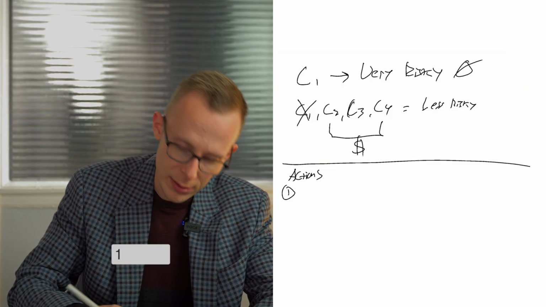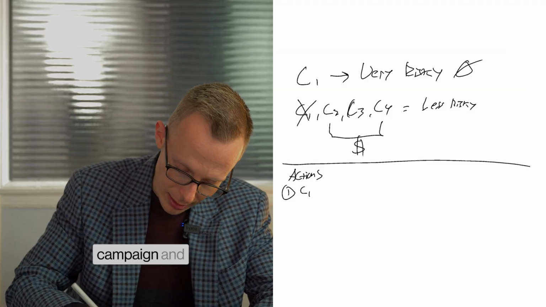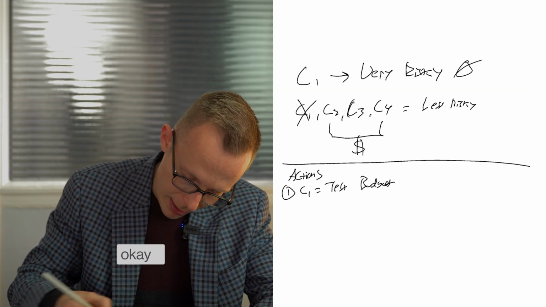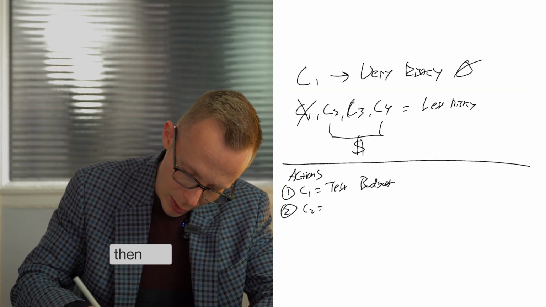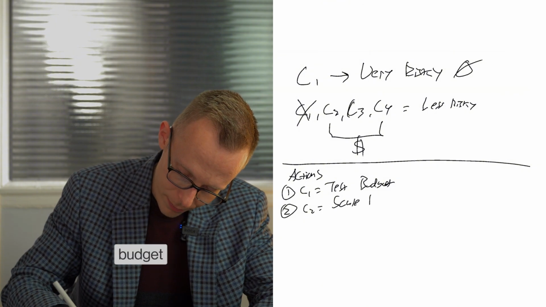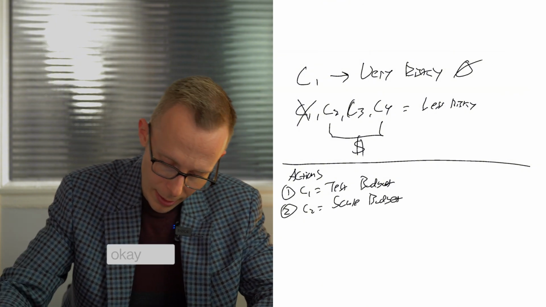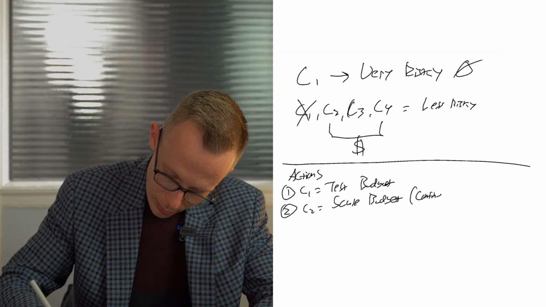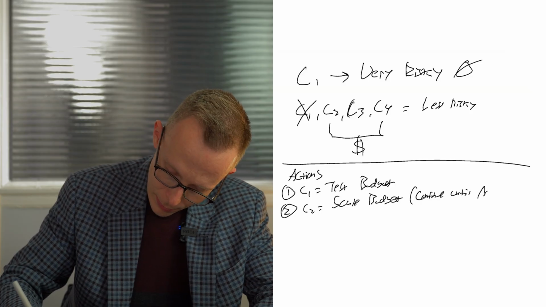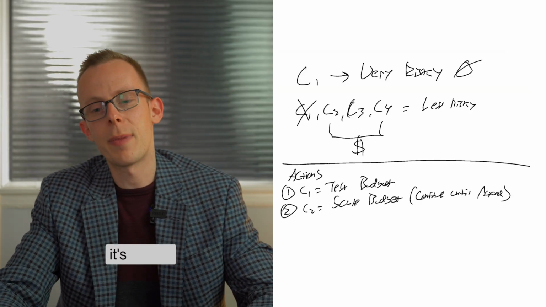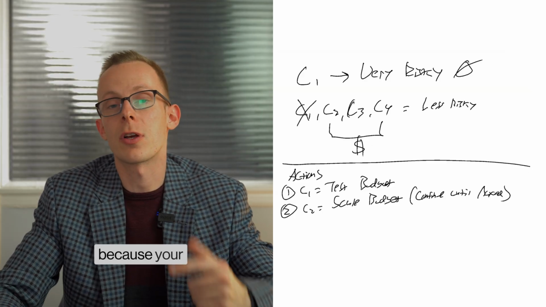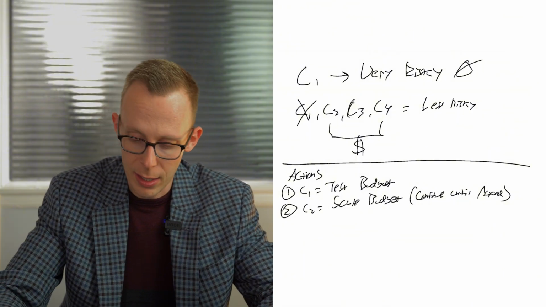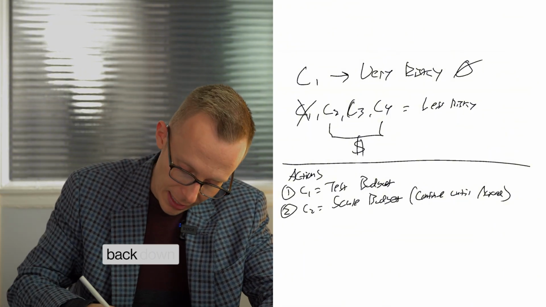Number 1, decide on a campaign and then give it a test budget. Okay, if it performs, then you want to scale budget. Okay? Now what you'll do is you will continue until max. Now once it's maxed, you're going to know because your cost per lead or your cost per result will become overly high, okay? And at that point, scale it back down.